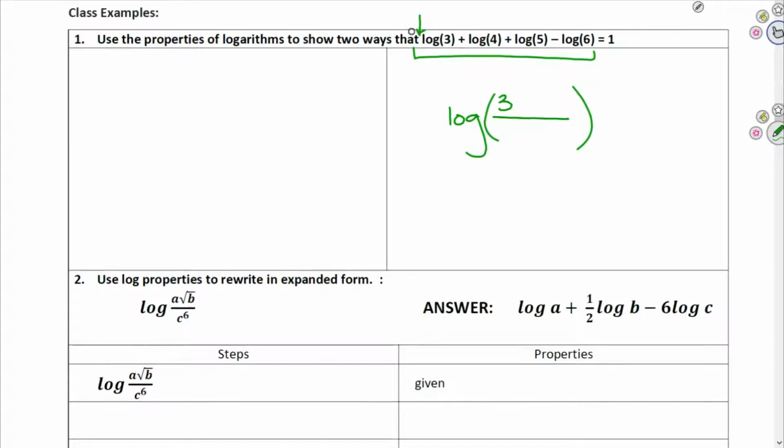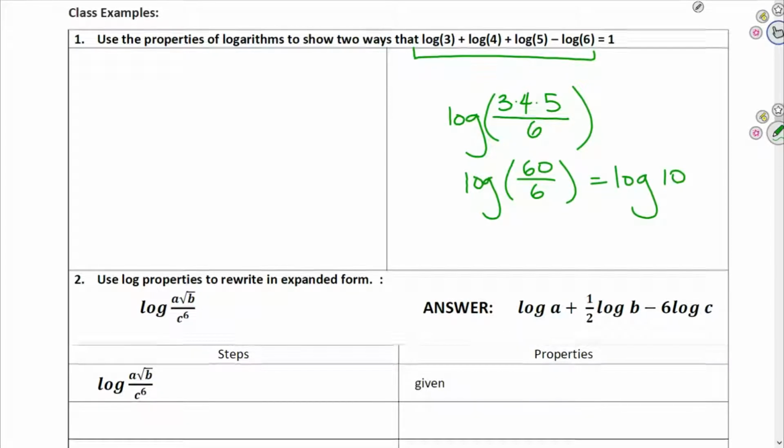This logarithm is positive, so 3 goes in the numerator times the 4. The log of 4 is positive, so the 4 goes in the numerator. The log of 5 is positive, so the 5 goes in the numerator. And the log of 6 is negative, so the 6 goes in the denominator. Okay, 3 times 4 is 12. 12 times 5 is 60. So what I get is the log of 60 divided by 6. Now 60 divided by 6 is 10, and I get the log of 10.